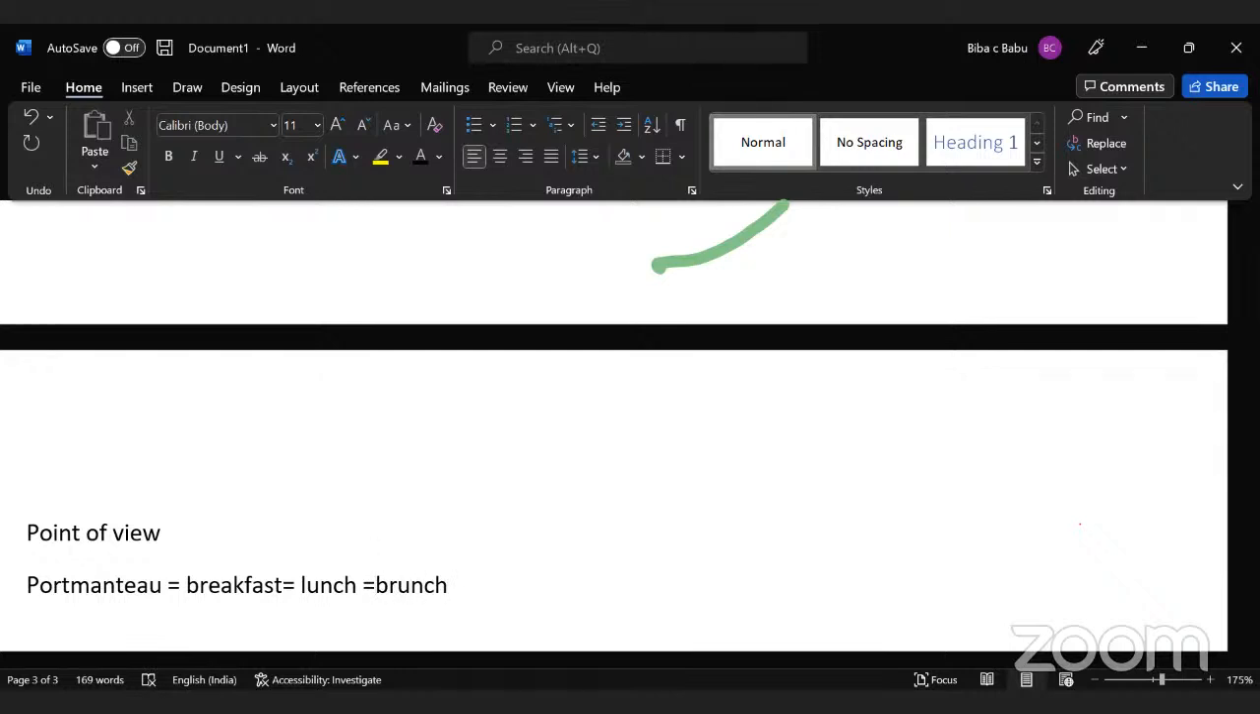Then there is smoke plus fog. Smoke plus fog makes a new word, smog. When you combine two words and form a new word, it is called a portmanteau word.